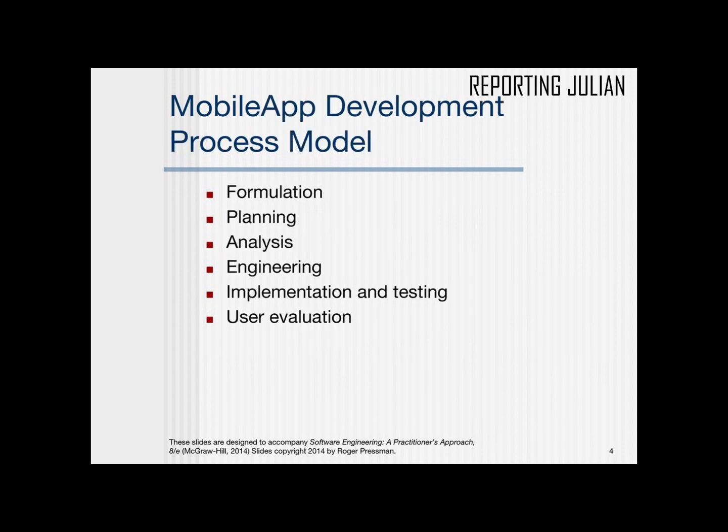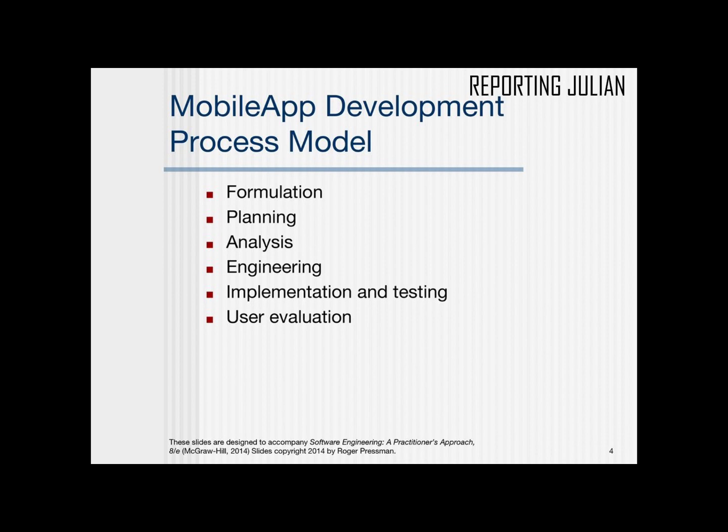Next slide is the mobile app development process model. Number 1 is the formulation. Initial planning stage where the concept and basic idea of the app are formulated. Number 2 is planning. Detailed planning phase outlining what needs to be done, resources required, and setting timelines.